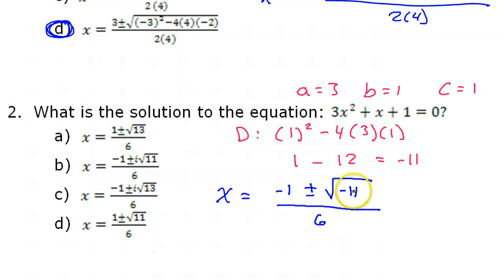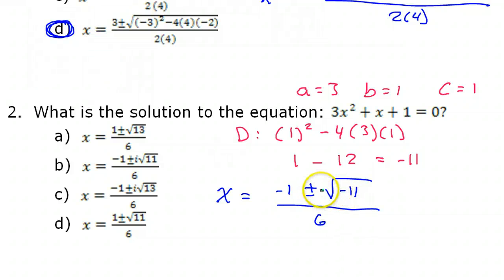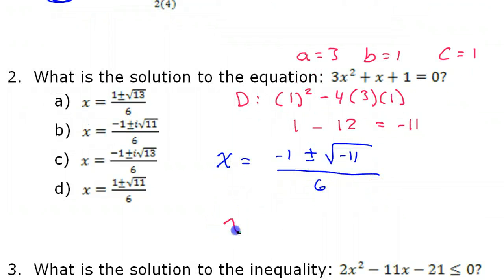Alright, and when we see a negative underneath the radical, we know that that's going to come out as an i instead. So this is going to be x equals negative 1 plus or minus i radical 11 over 6. And looking in this area, there's nothing to be reduced or anything, so this is the final answer. Okay, so I'm scanning, and it's B.